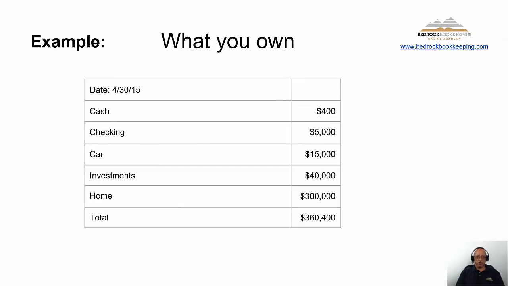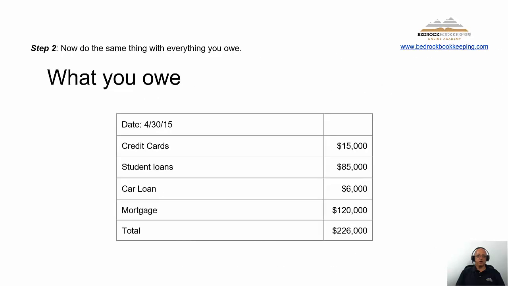And here is an example. On April 30th, this person had cash on hand, $400, some money in the bank, a car, some investments, a home, and we come up with a total. The next step is I want you to do the same thing with everything that you owe. Okay, you owe money on credit cards, student loans, a car loan. Okay, and again on April 30th, the same date.